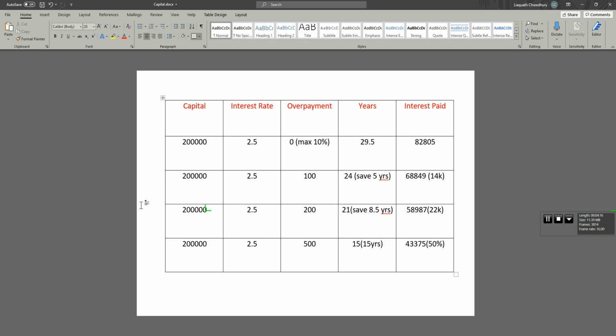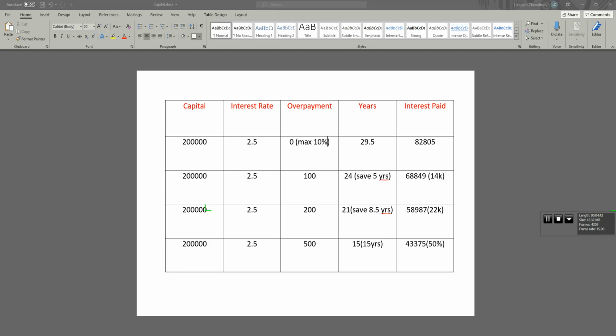Some banks have a policy that yes, you can pay more than 10%, but then you need to pay a charge for it. So now the challenge is how we can keep track of this 10% without making any extra charge. In simple words, we want to pay as much as possible, but we don't want to go beyond this 10%.